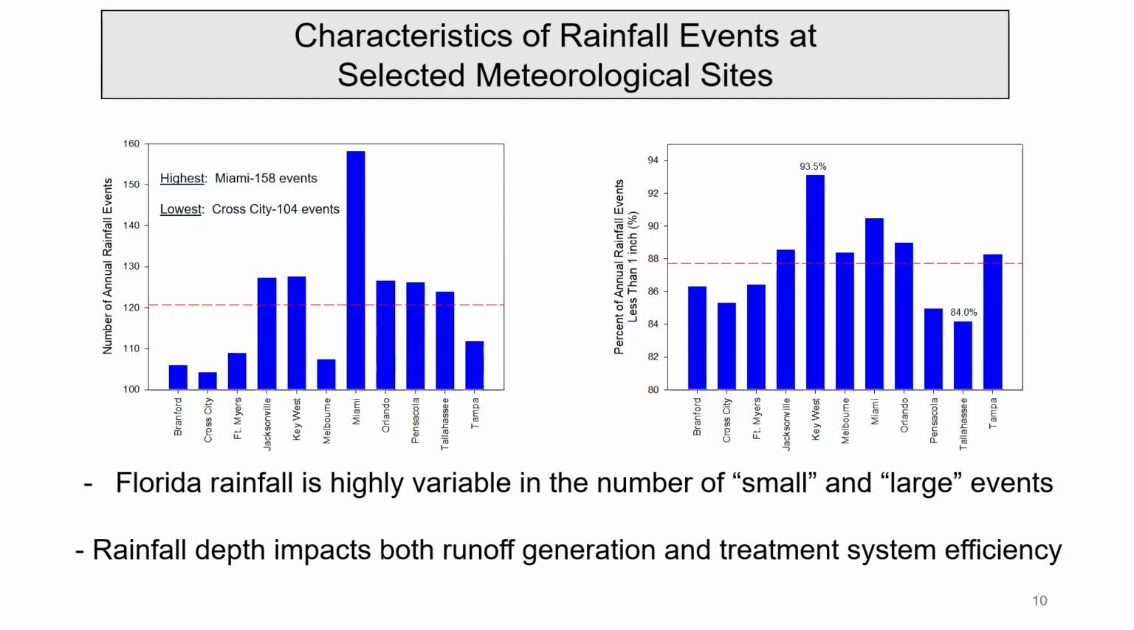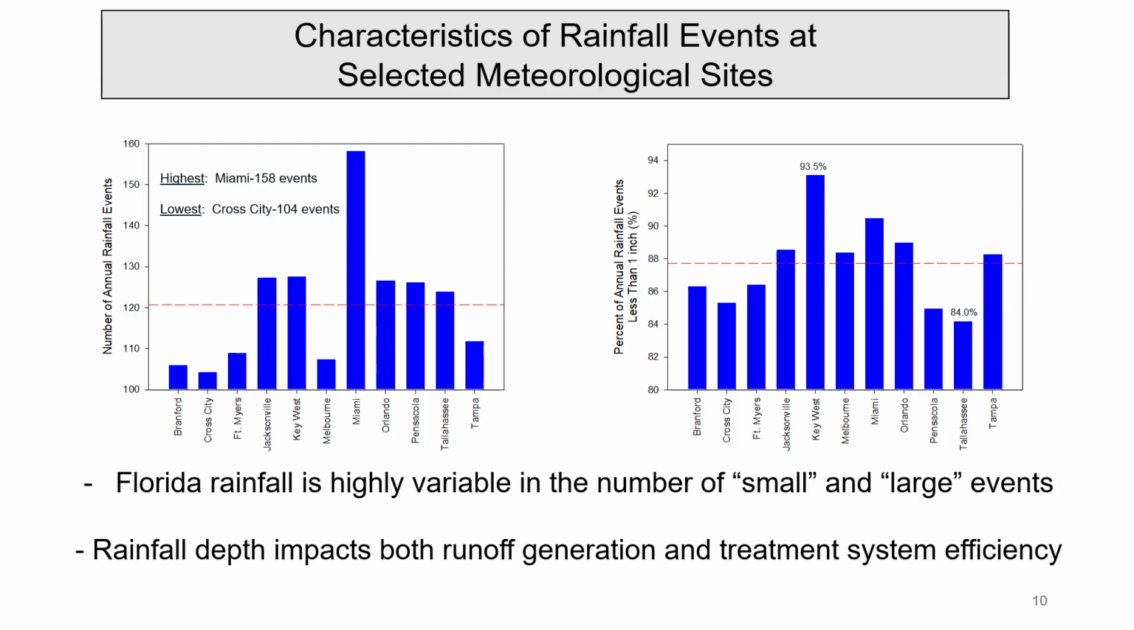What's evident is that Florida rainfall is highly variable, both in the total number of events and the distribution of small versus large rainfall occurrences. This variability in rainfall depth has a significant impact, influencing both the amount of runoff generated and the overall efficiency of our water treatment systems.